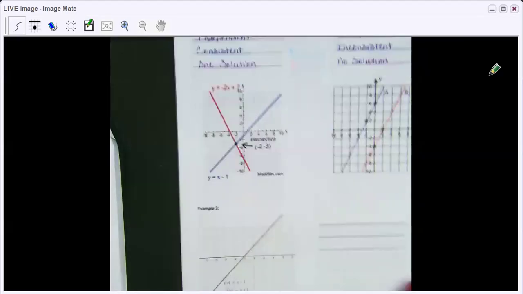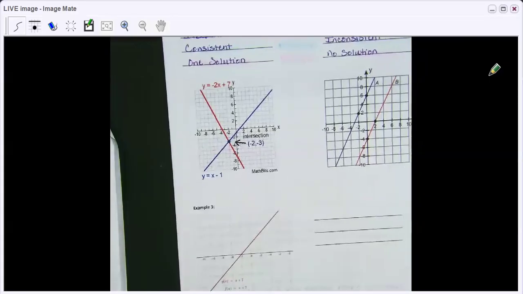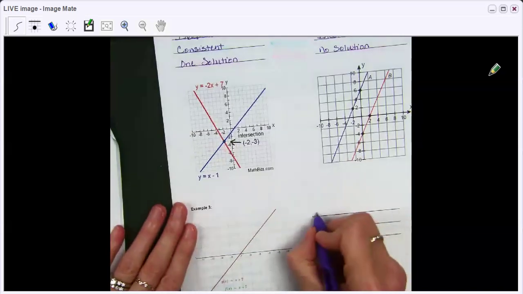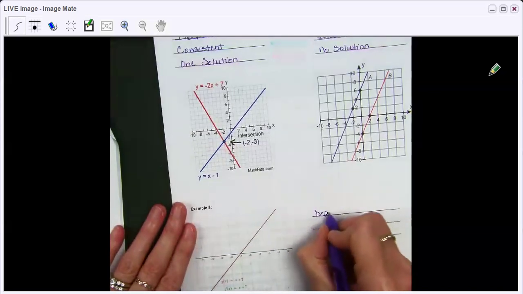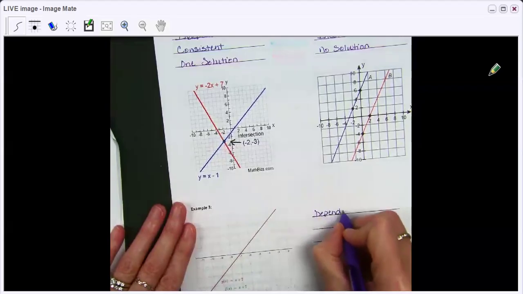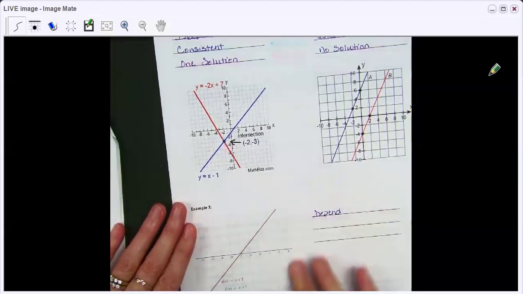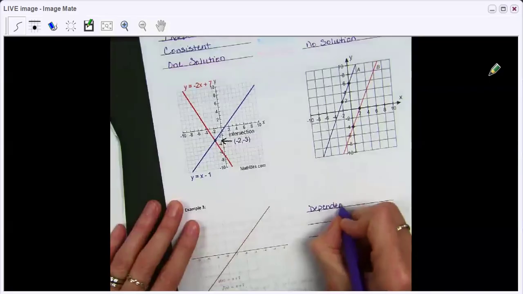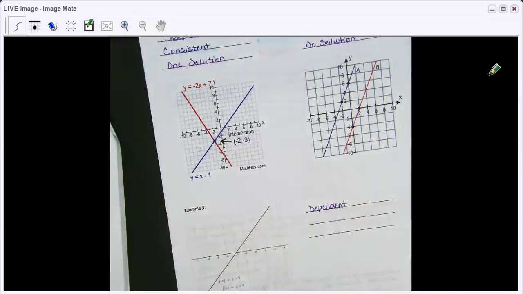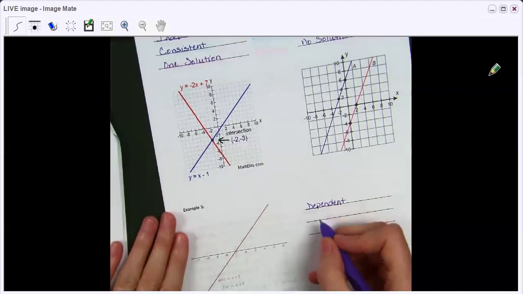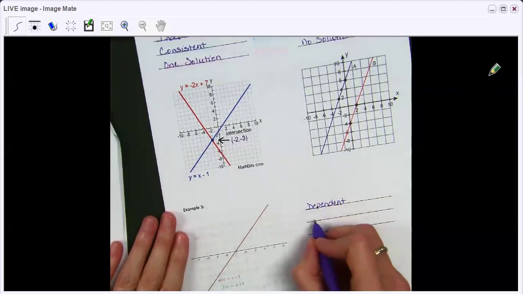All right. Example 3, independent or dependent. Well, because they are the same line, they are dependent. So you could put DEP if you wanted. Because they are the same line and they're coinciding, they lie on top of each other, so that would be coinciding.